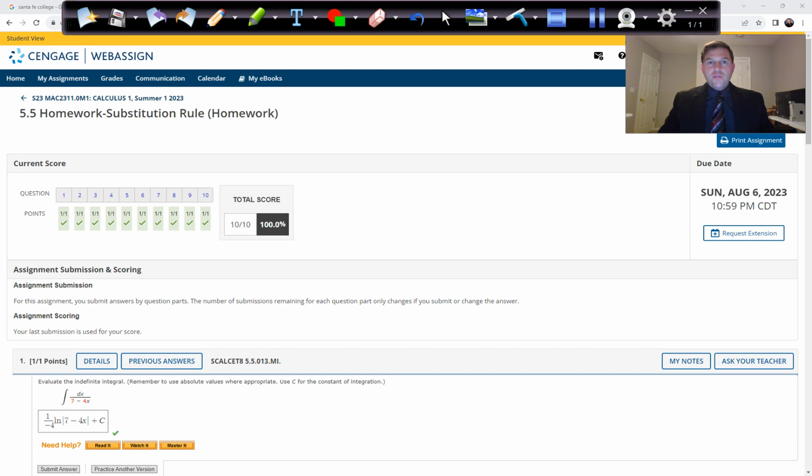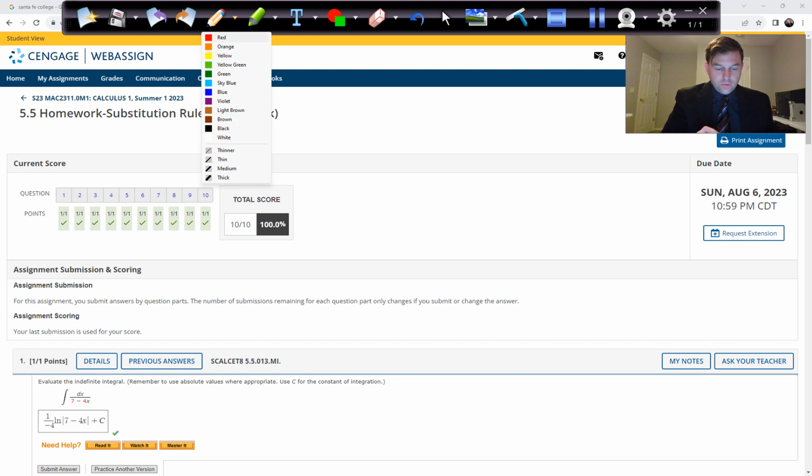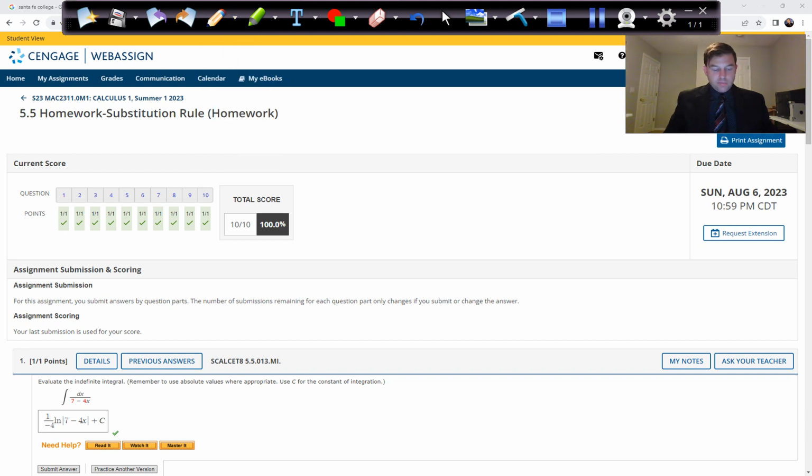In Chapter 5, Section 5, we will look at the substitution rule, one of the more powerful rules for taking integrals, and these can oftentimes eliminate the need to use a table lookup. So let's see how this works.